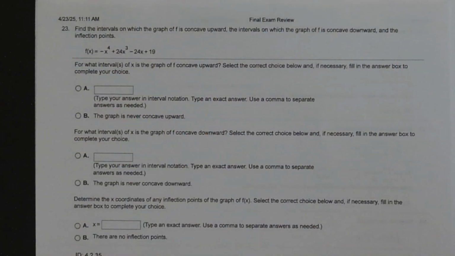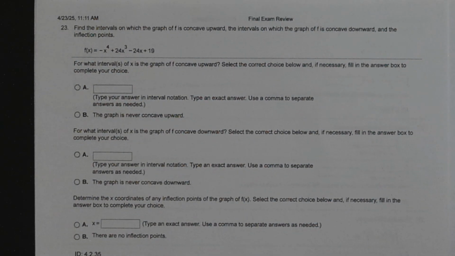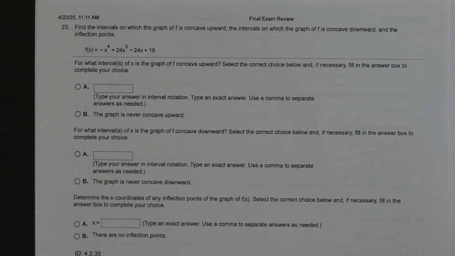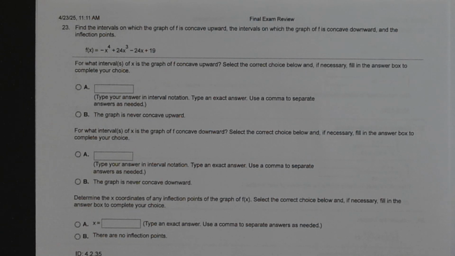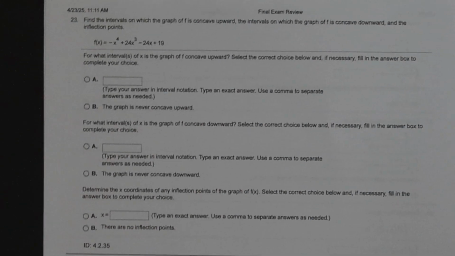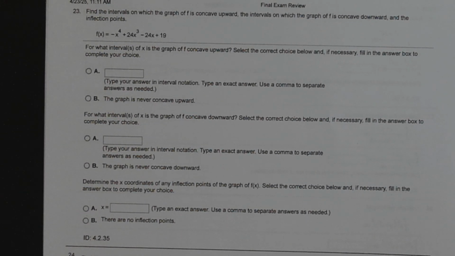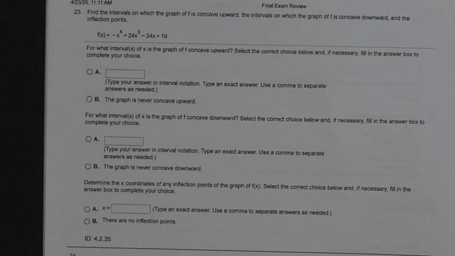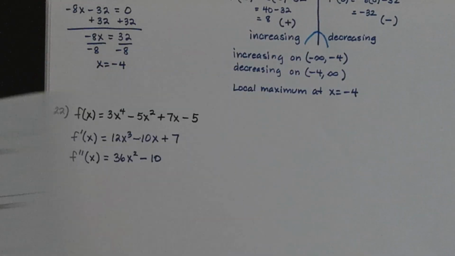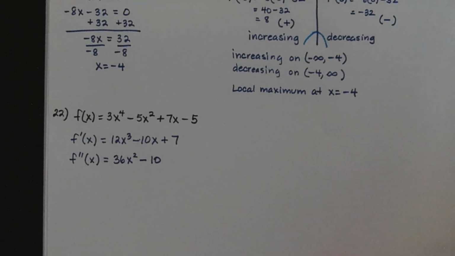Number 23 looks like this. Find the intervals on which the graph of f is concave upward, the intervals on which the graph is concave downward, and the inflection points. And we have f of x equals negative x to the fourth plus 24x cubed minus 24x plus 19.